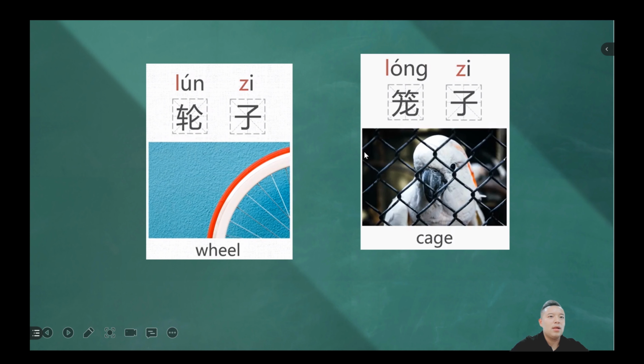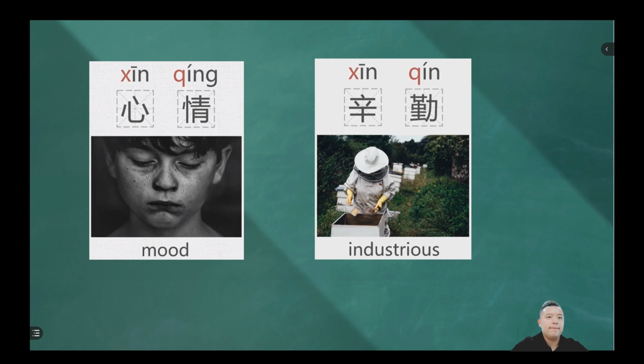Next one, wheel, 轮子. Cage, 笼子. Mood, 心情. Industrials, 心情.